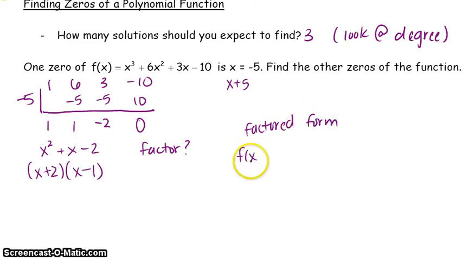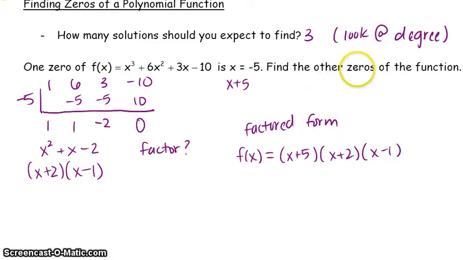That would be our f of x, and then all of our factors just being pushed together. So we have (x + 5) multiplied by (x + 2) and (x - 1). So from here, if we read the directions, it wants us to find the other zeros. We can't just stop at this factored form, we have to find the other zeros.